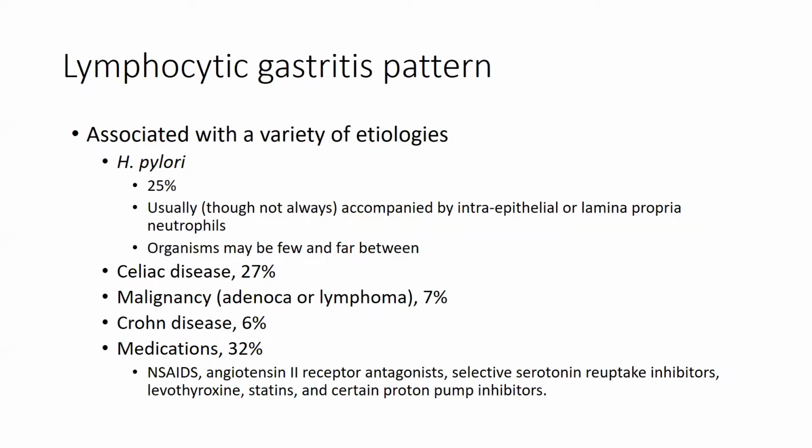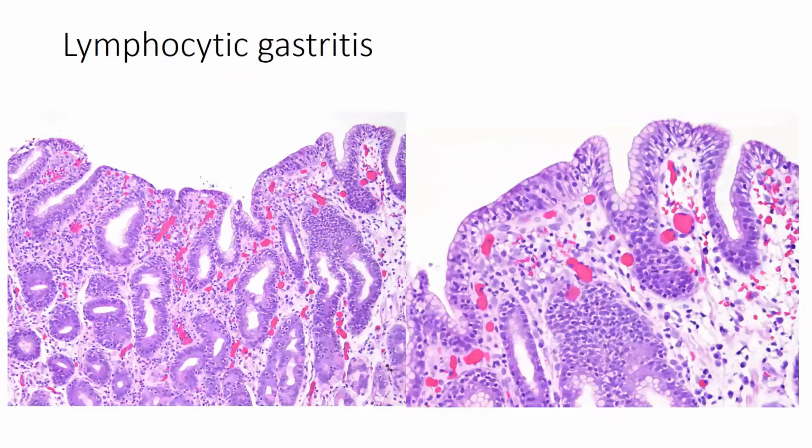Other associations include celiac disease, malignancy, some patients can have Crohn's disease, and almost a third of patients have associated medications, including NSAIDs, angiotensin receptor antagonists, SSRIs, and also certain proton pump inhibitors. And this is what we mean with the lymphocytic gastritis pattern of inflammation.